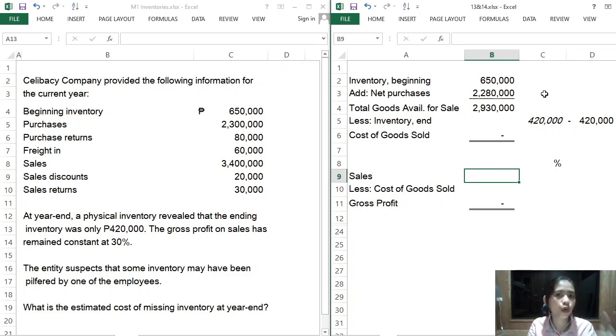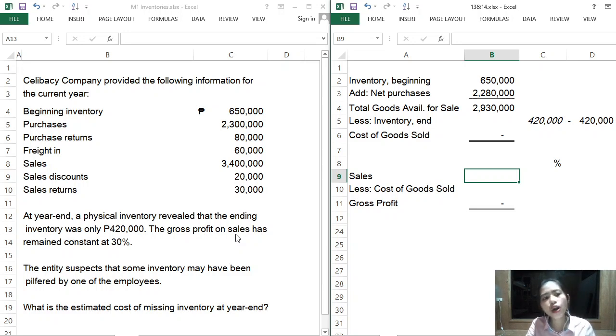Now, let us compute kung magkano ba dapat. Okay, the estimated inventory that should be present in our warehouse. So, actually, we have these two sub-methods of gross profit method. The gross profit could be based on the sales price or gross profit based on the cost. And in this problem, it is specifically mentioned that the gross profit on sales has remained constant at 30%. Ibig sabihin, gross profit based on sales price. So, gross profit on sales in short. We have sales of 3.4 million. We have sales discounts and sales returns of 20 and 30 respectively.